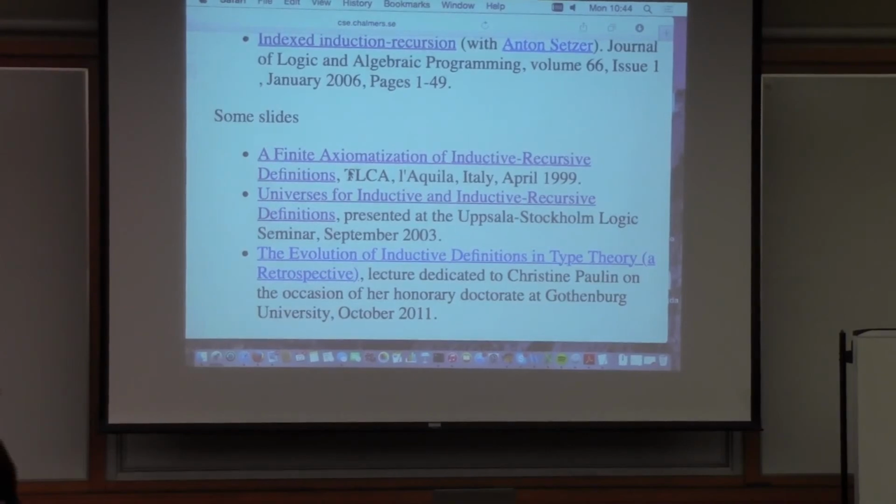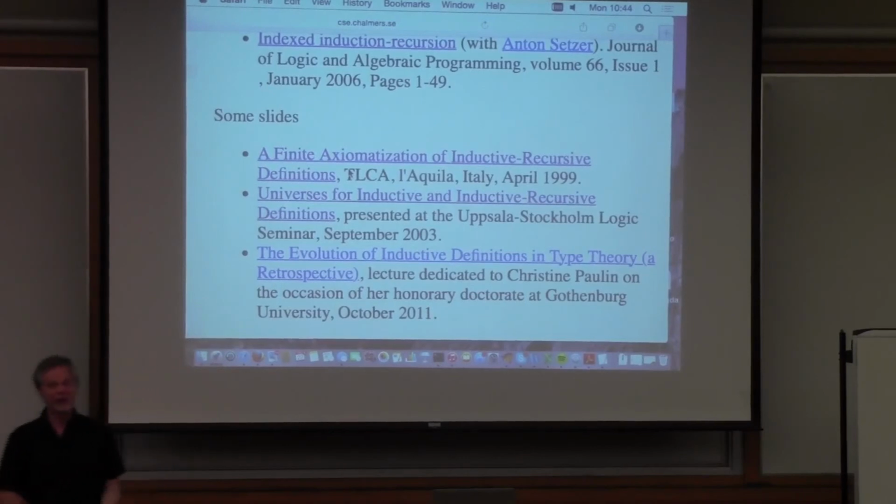So for example, if you're interested in induction-recursion, I think the paper where we first presented it, the finite axiomatization of inductive-recursive definitions, is fairly readable. Of course, it's not so long, so in order to get more details, you have to look at the paper. But as an introduction to the paper, I think it's actually quite readable.